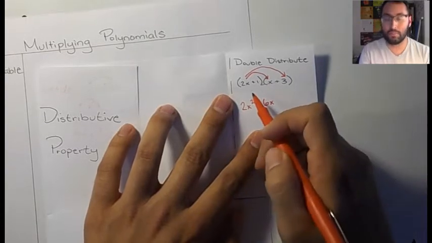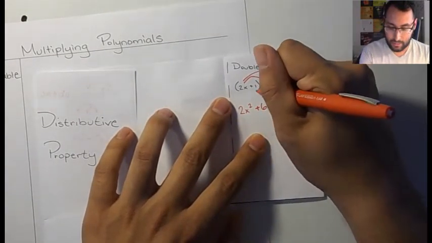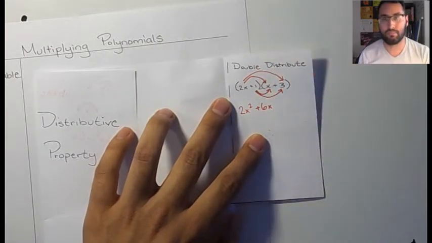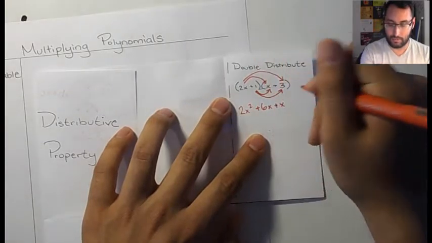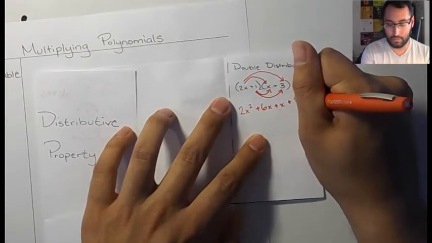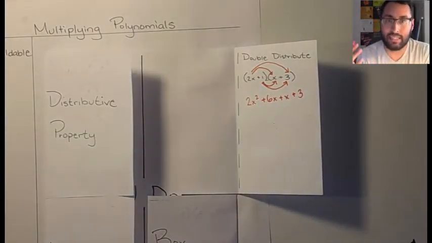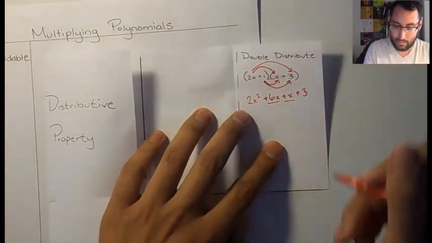But we also have to distribute this 1. The way I'm going to draw that is I'm going to draw an arrow coming from it underneath to both x and 3. So 1 times x is a positive x, and 1 times 3 is just 3. So we have four terms here in our polynomial. We have to look at, can we combine any like terms? That's this 6x and this 1x.